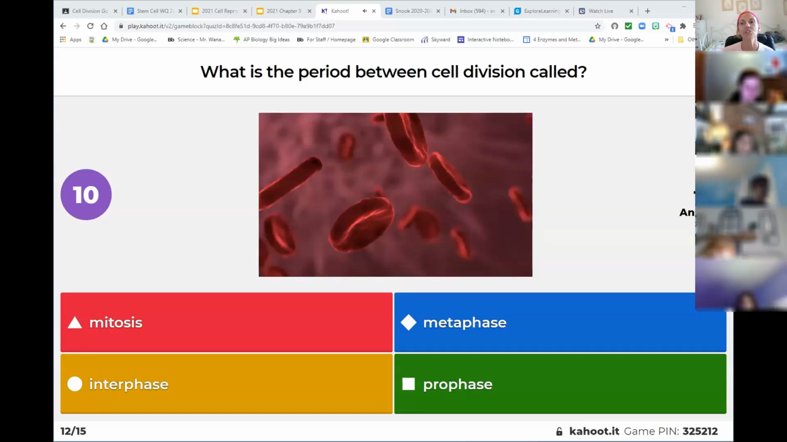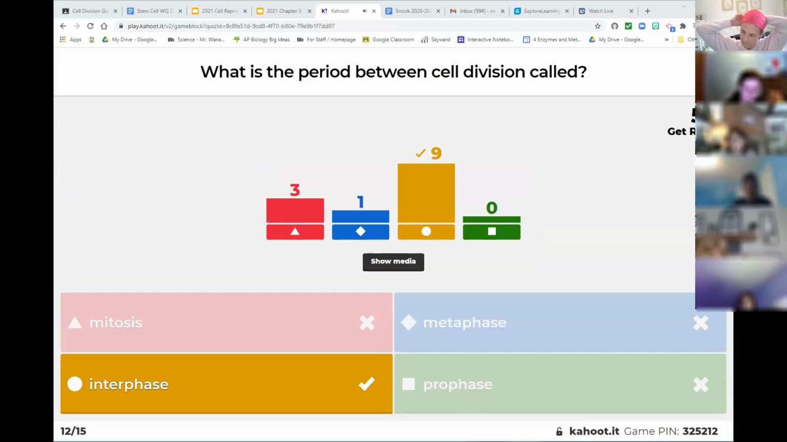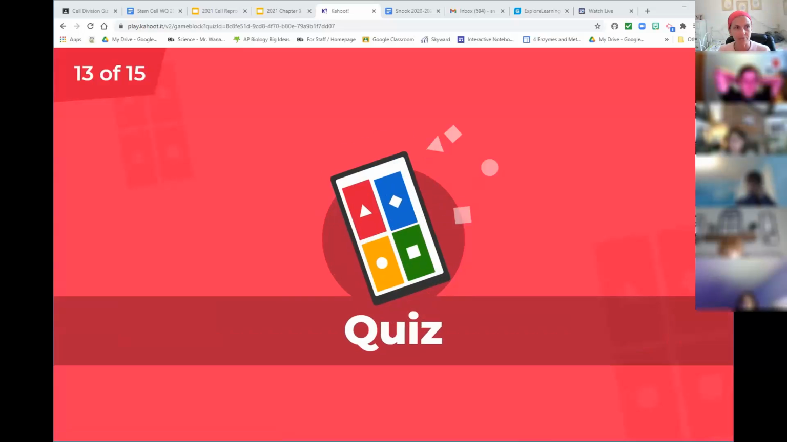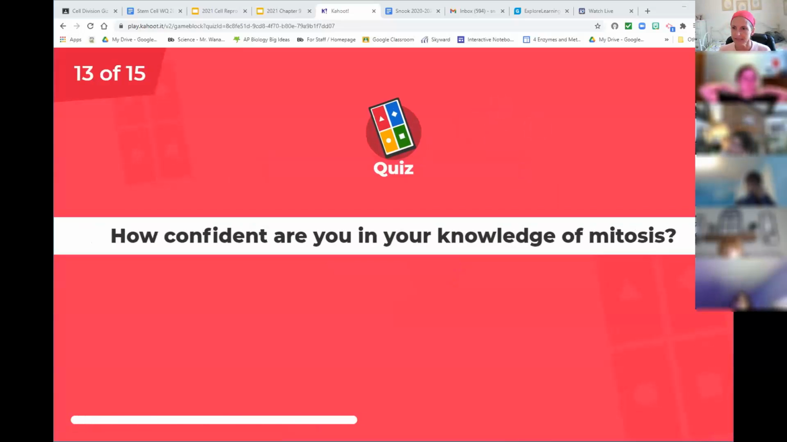The prefix inter literally means in between. Interphase is between the phases. Used to be thought of as a time of rest, but now we know lots is happening. Jonathan's coming up, challenging the top 3 spots.